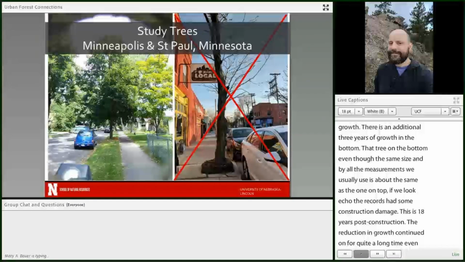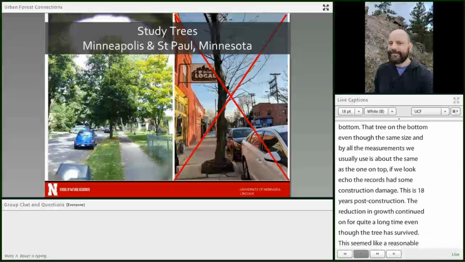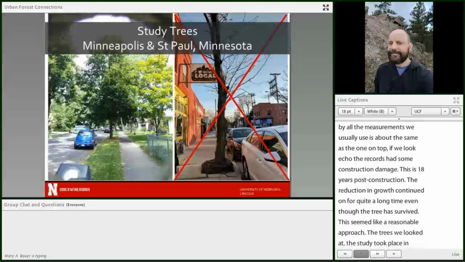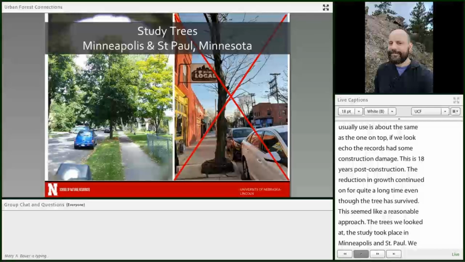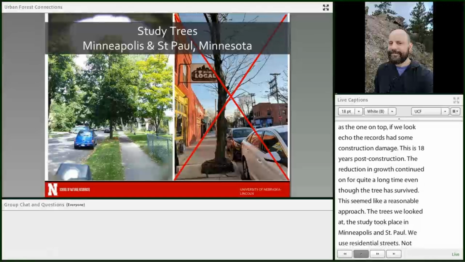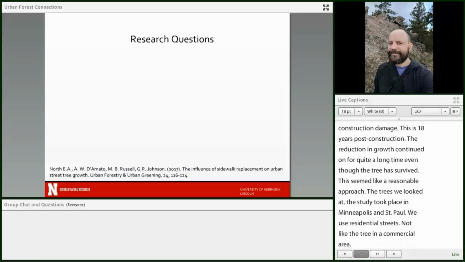The trees that we looked at, the study took place in the cities of Minneapolis and St. Paul. I put this up so that people would have some understanding. We used residential streets, so trees growing in that grassy boulevard strip, not like the tree on the right-hand side where you can see it's in a more commercial area, no boulevard strip, just to make sure everybody's got that perspective.